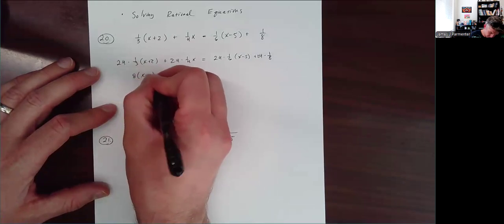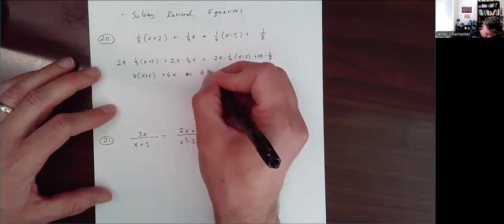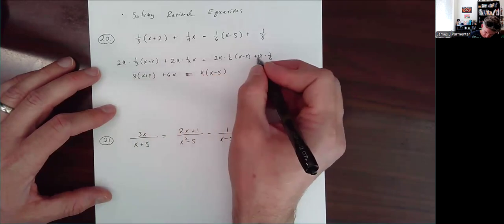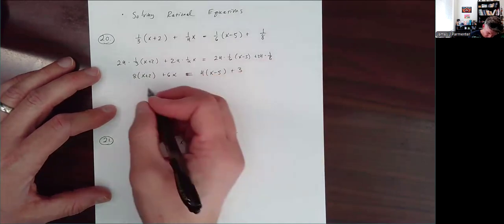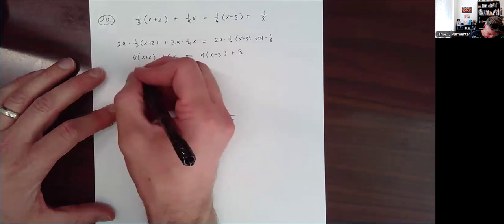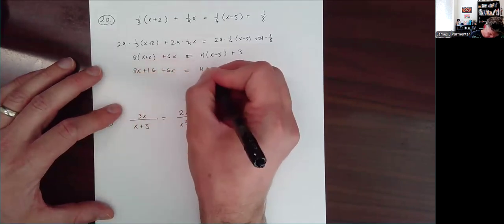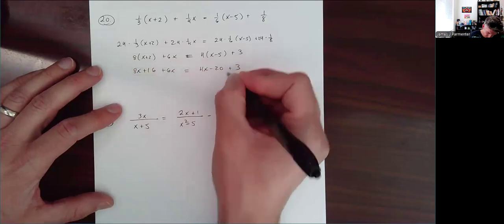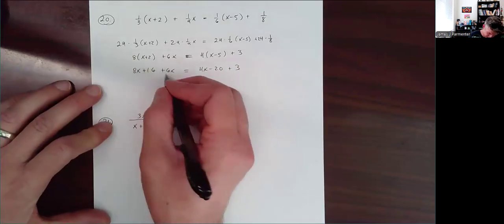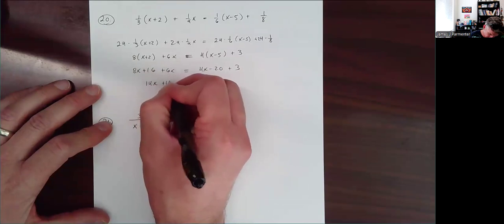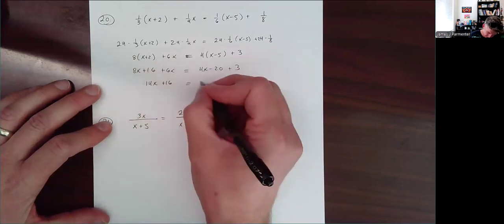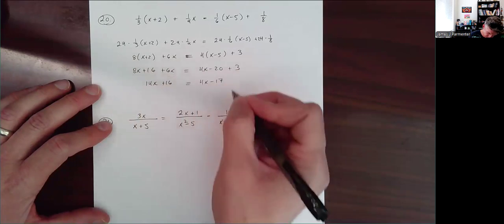I'm going to get 24 times 1/3 is 8 times x plus 2. 24 times 1/4 is 6 times x equal to 24 times 1/6 is 4 times x minus 5. And 24 times 1/8 is 3. Now we're going to distribute out everything. So we're going to get 8x plus 16 plus 6x equal to 4x minus 20 plus 3. Combine like terms on each side. 8x plus 6x is 14x plus 16 equal to 4x minus 20 plus 3 is 4x minus 17.